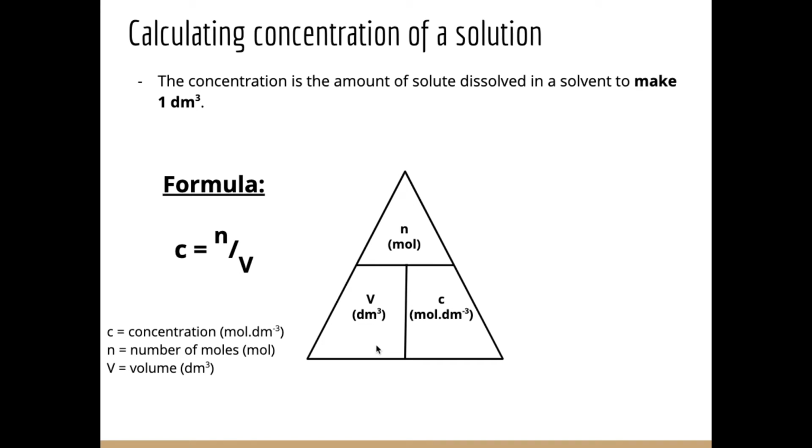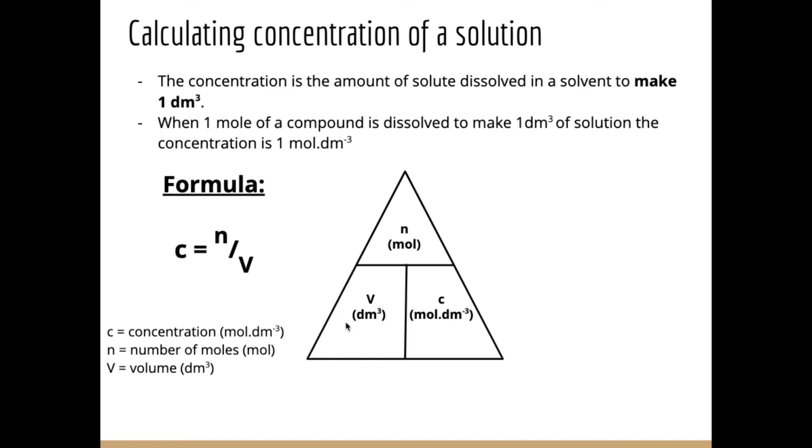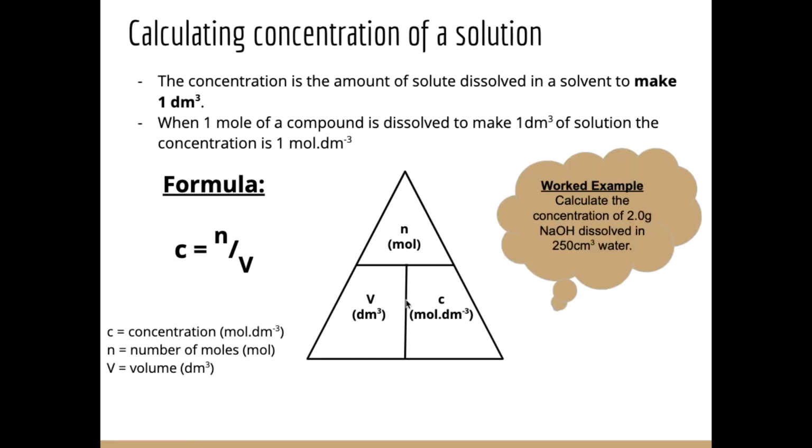The concentration is the amount of solute dissolved in a solvent to make 1 decimeter cubed. When 1 mole of a compound is dissolved to make 1 decimeter cubed of solution, the concentration is 1 mole per decimeter cubed. Example, if you're playing along at home, pause and have a go at this one to check with us when we do it now.